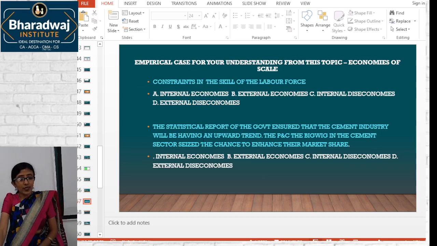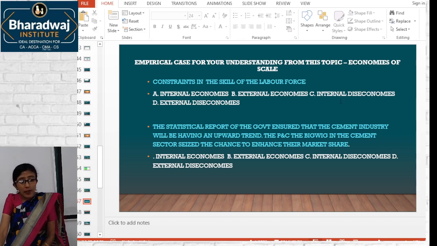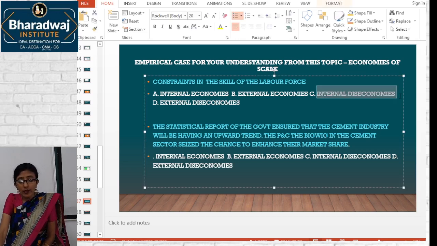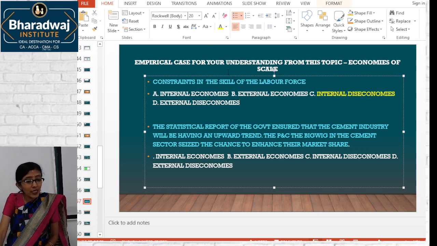Now, look at this. Constraints in the skill of the labor force. Please choose it. Internal, this is diseconomy, sure? Yes, correct. It is internal because it is the labor force of that organization. And this is diseconomy because of constraints. It's not an efficient labor force. It's not a skilled labor force.